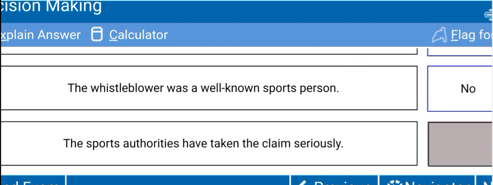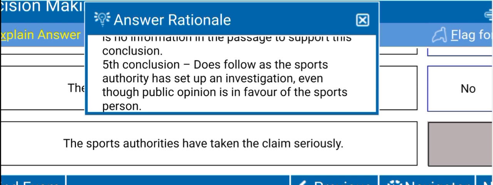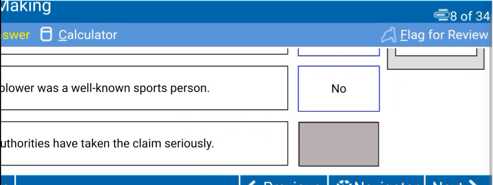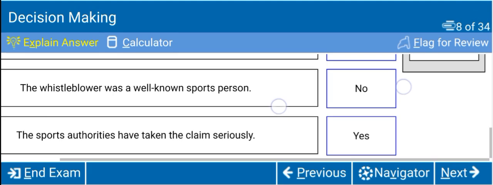Next we have a fifth conclusion which says that the sport authorities have taken the claim seriously. It does follow, as the sports authority has set up an investigation even though public opinion is in favor of the sports person. So it does follow, that's why we will drag a yes and drop it here in front of this conclusion.